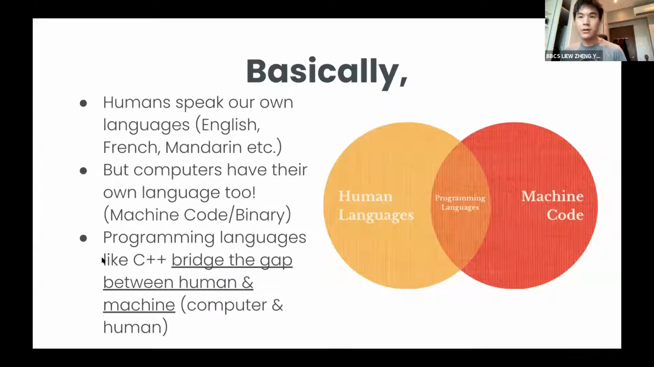So in summary, humans speak our own languages, but computers speak in binary, which is their own language. Programming languages like C++ serve as kind of like a vital middleman between us and our computers, which acts in turn kind of like a lingua franca, like how English binds Singaporeans of different cultural backgrounds together. We all speak English and we are all able to communicate with each other and understand each other.